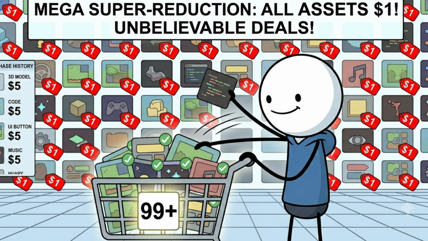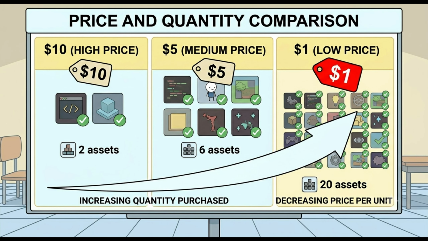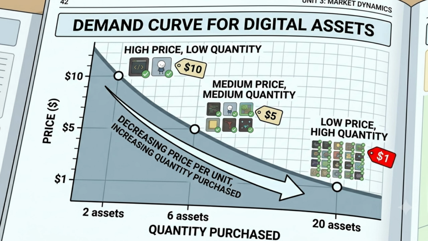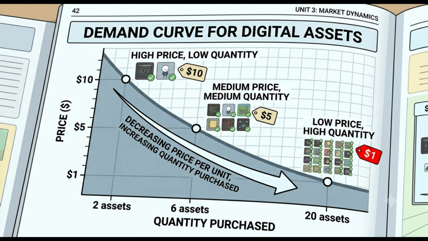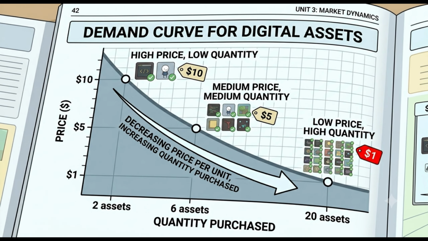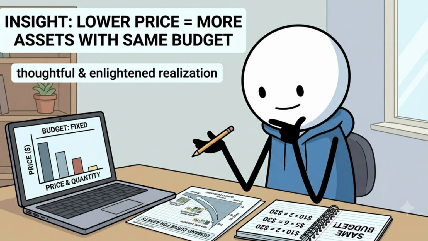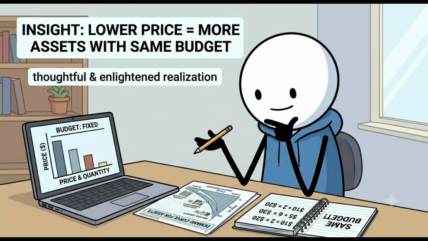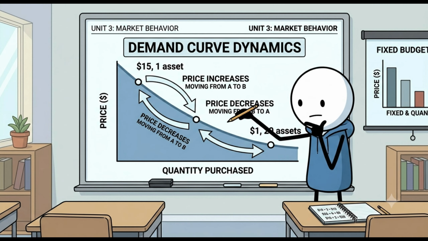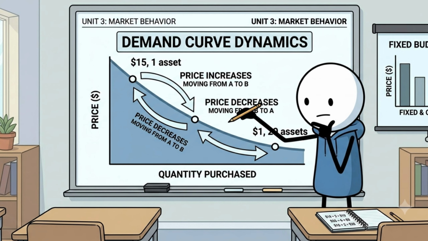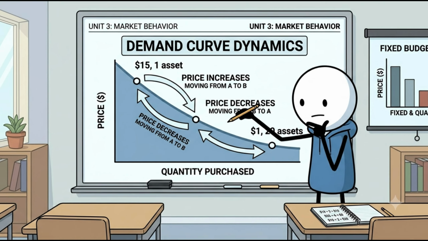Let's look at a concrete example. Suppose John loves downloading high-quality digital assets for his GitHub projects. If each asset costs $10, John might only buy 2 per month. He carefully selects only what he absolutely needs. If the price drops to $5, the opportunity cost of buying an asset decreases. Now, John might buy 6 assets. If the price drops further to $1, John might buy 20. The lower the price, the higher the quantity demanded.